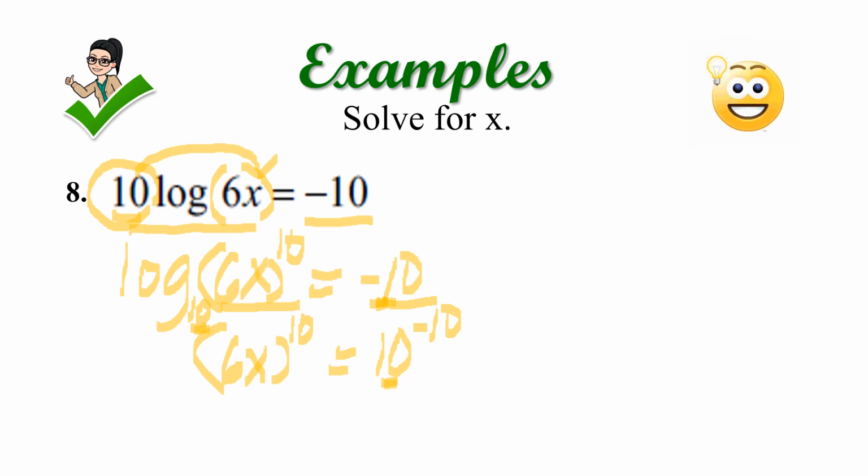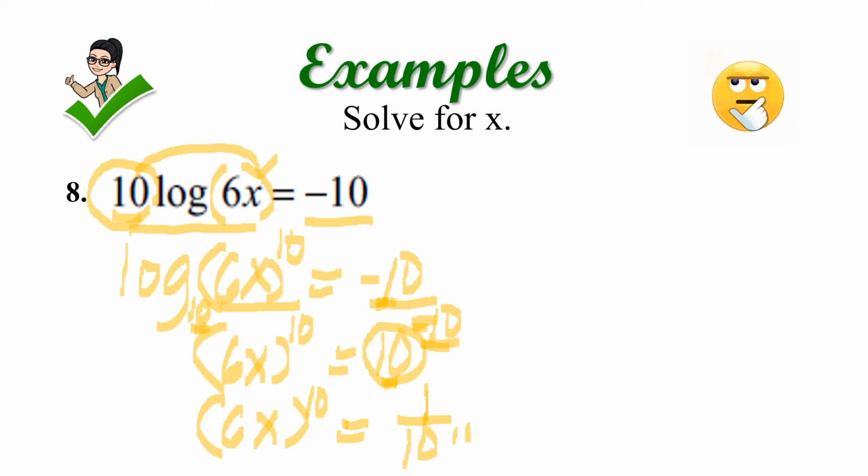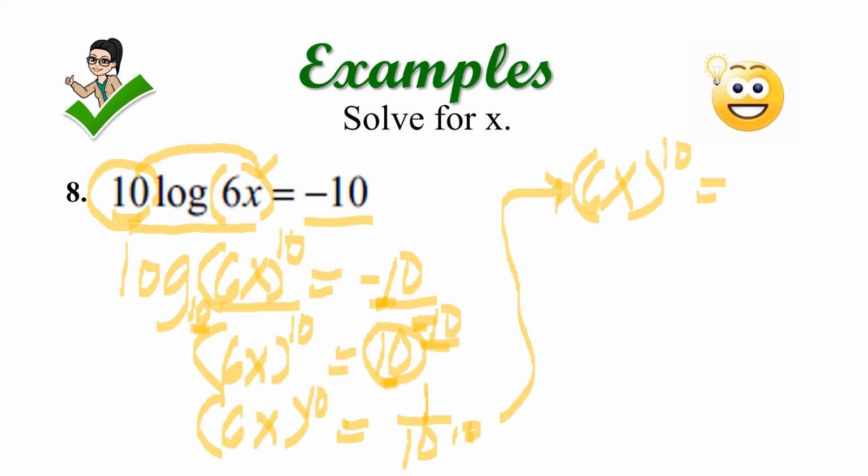So let's continue simplifying this. This is the same as, let's copy first, 6x to the 10th power is equal to, since we have a negative exponent here, let's get the reciprocal of 10. 10 will become 1 over 10. Our goal is to make the negative exponent positive. So this will become 1 over 10 raised to 10. Let's copy first. 6x raised to 10 is equal to 1 over 10 raised to 10.